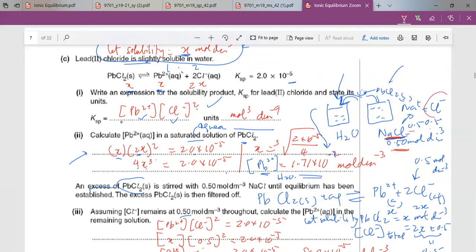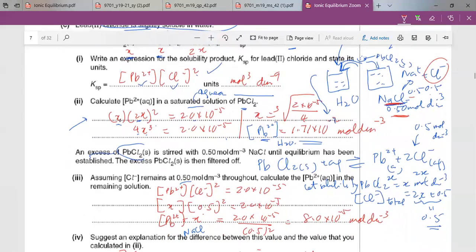So Cl- is already there, right? So of course PbCl2 will find it hard to dissolve because of the common ion here. So now, let's begin with an excess of PbCl2 stirred with 0.5 moles per dm cube of sodium chloride until equilibrium has been reached. That means it will dissolve. But how much dissolves? It will be different from in pure water, isn't it?